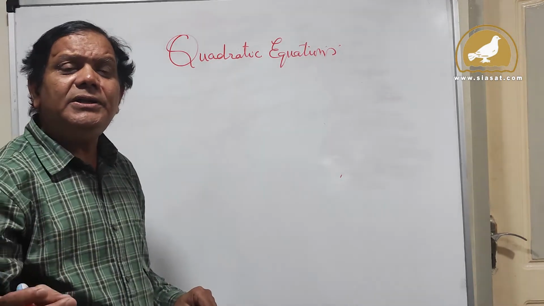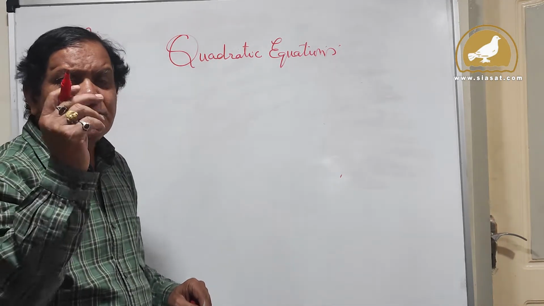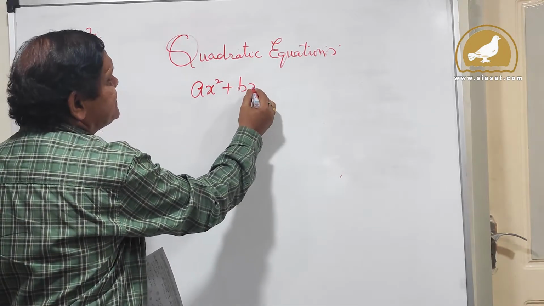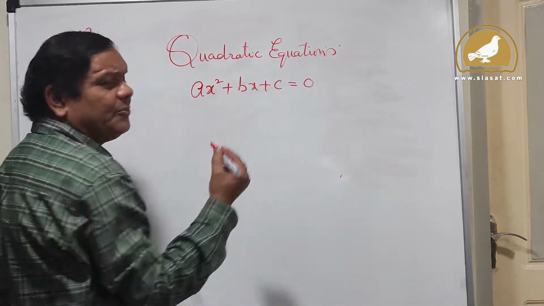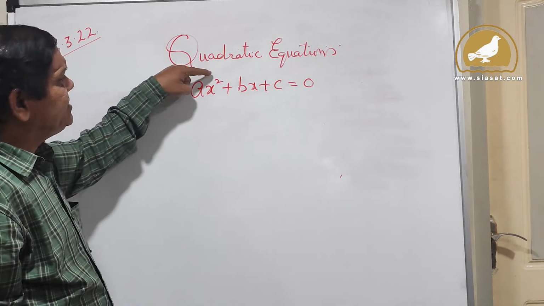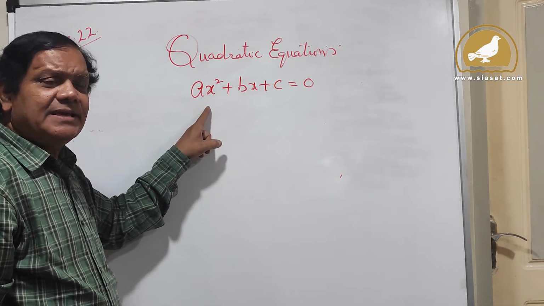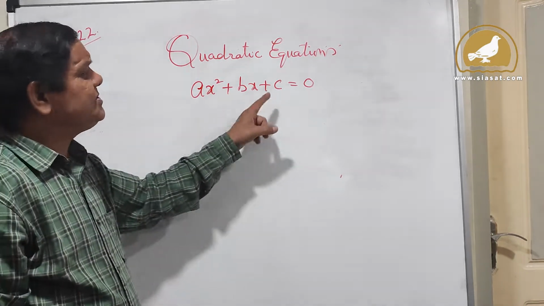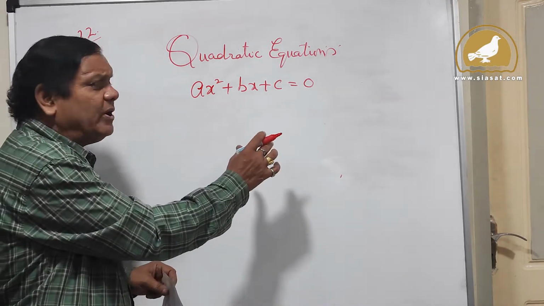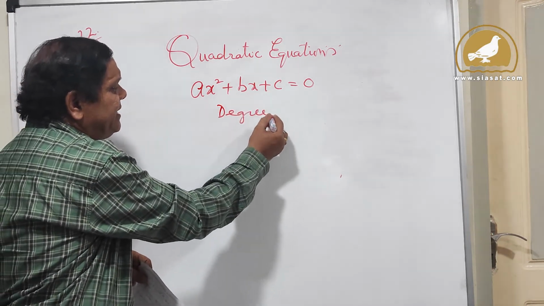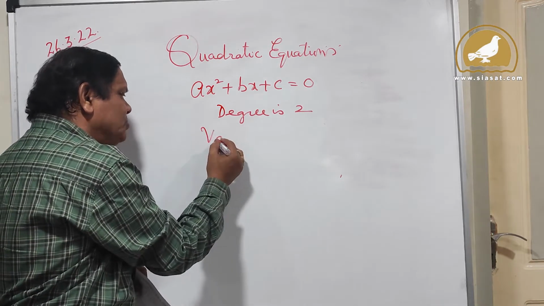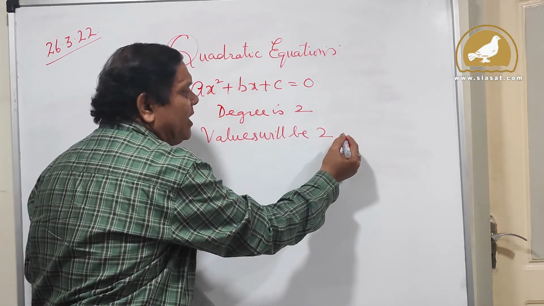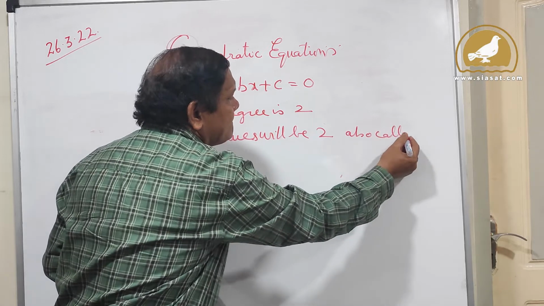Now we are going to learn how to solve quadratic equations. The standard form of the quadratic equation is ax square plus bx plus c is equal to 0. In this, the degree is 2, and the variable is x. a is called the coefficient of x square, b is called the coefficient of x, and c is called the constant. Because the degree is 2, there will be 2 values, which are also called roots.